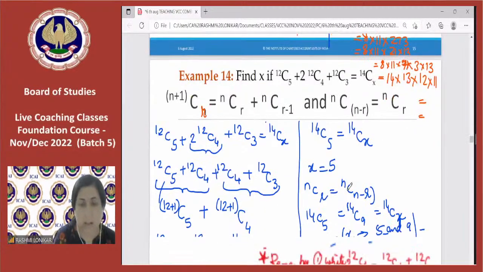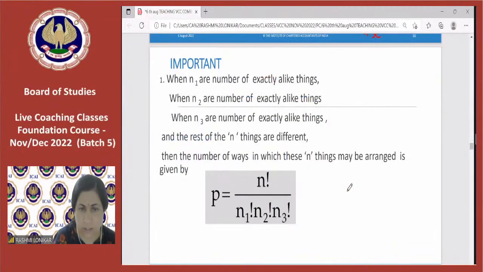Zeba, I will take it in the revision class. Question number 13, because it's lengthy. It is only calculations, but I will take it. I will hold a revision class, and in that class, I will take it for you. Okay, don't worry.